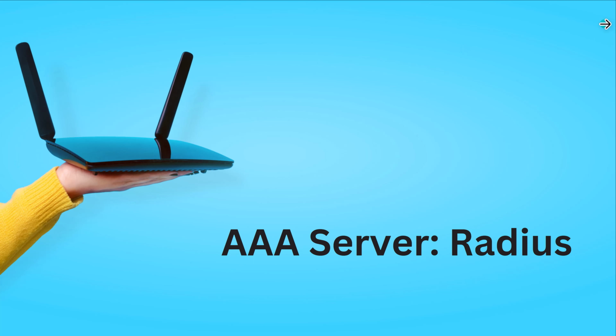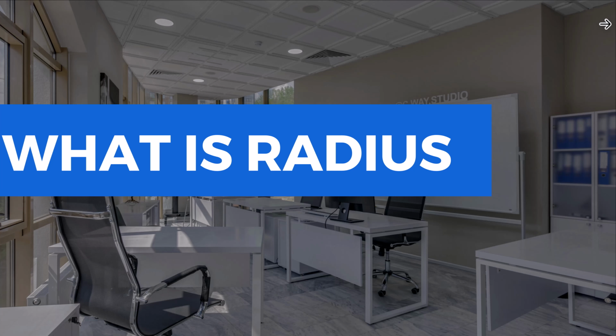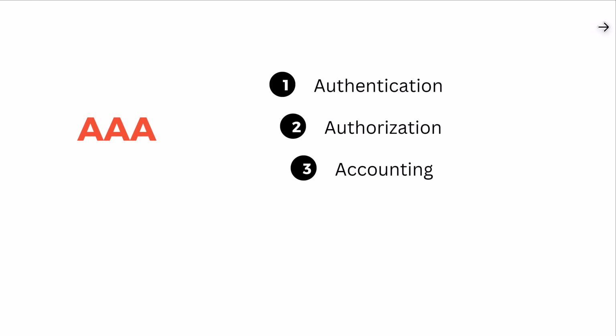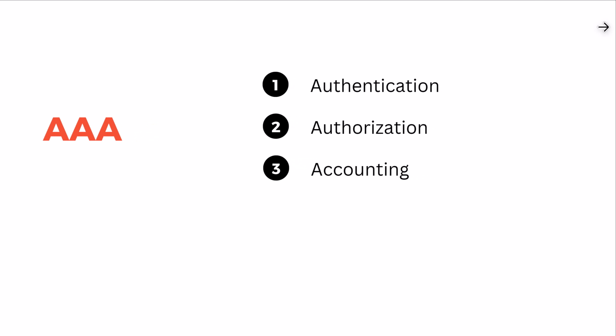In this tutorial we are going to take a look at what RADIUS is and how it works, and in the end we are going to configure a small lab in Cisco Packet Tracer. RADIUS stands for Remote Authentication Dial-In User Service. It's a networking protocol that provides centralized authentication, authorization, and accounting management for users who use network services.